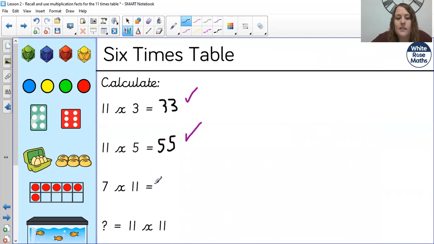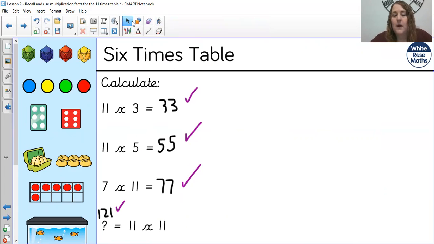7 times 11 is 77. So if you had that answer, give yourself a tick. And 11 times 11 is 121. So if you got those right, give yourself a tick. And if you explained how you knew them as well, or if you can say, I know 3 times 11 or 11 times 3 because I know 1 and 2 times, I know 5 times because I know 10 times, that is brilliant.